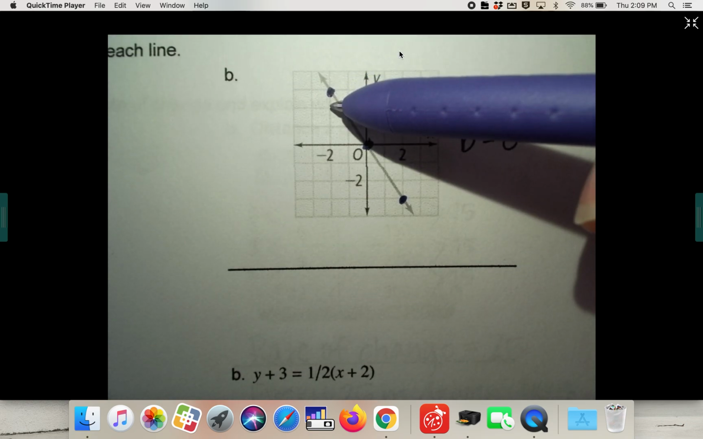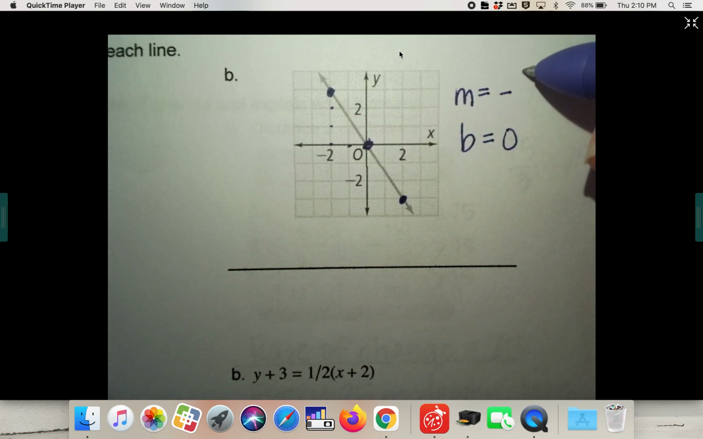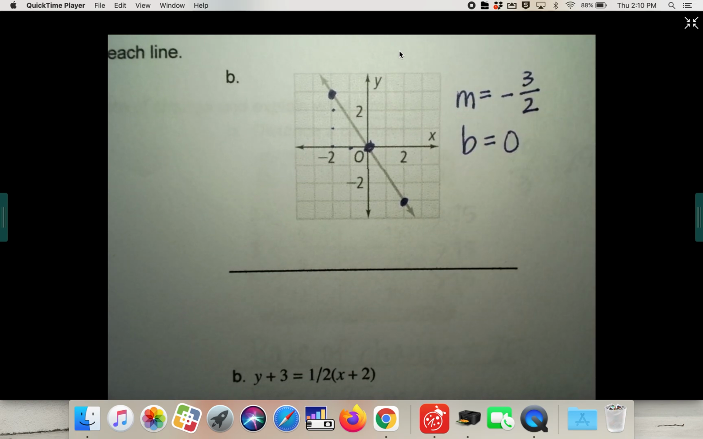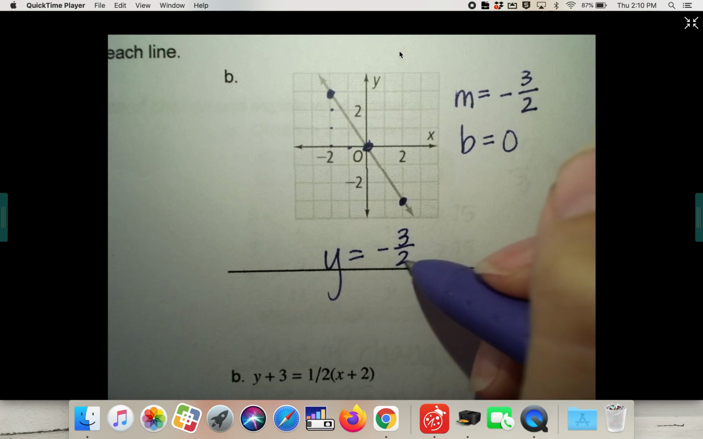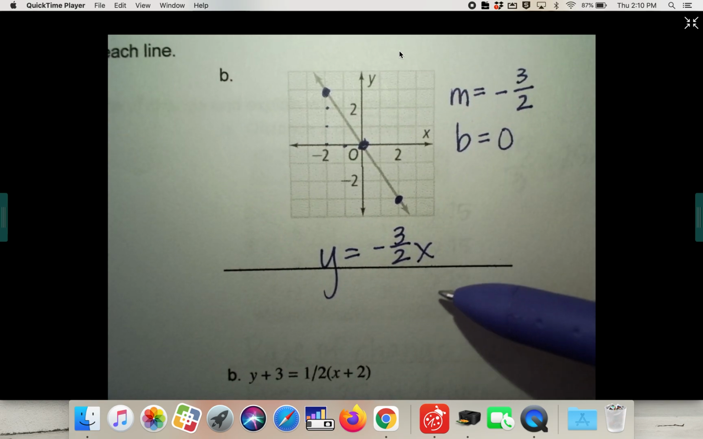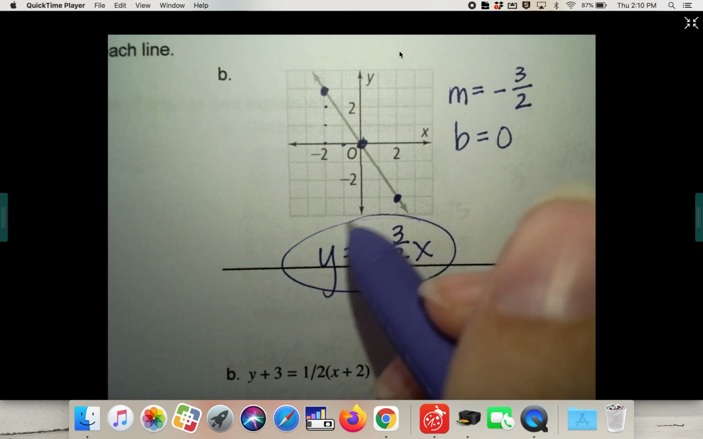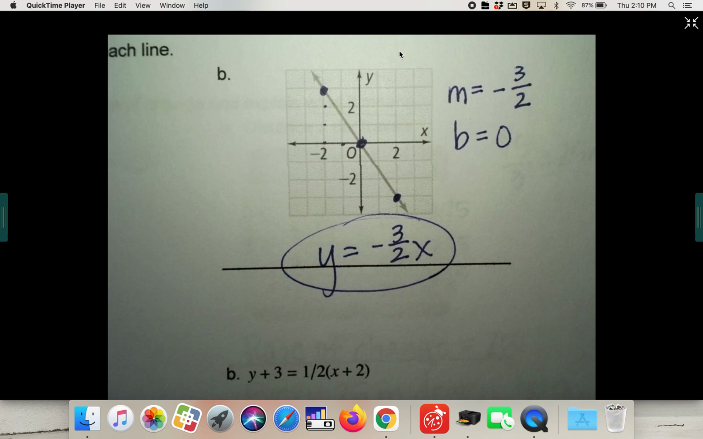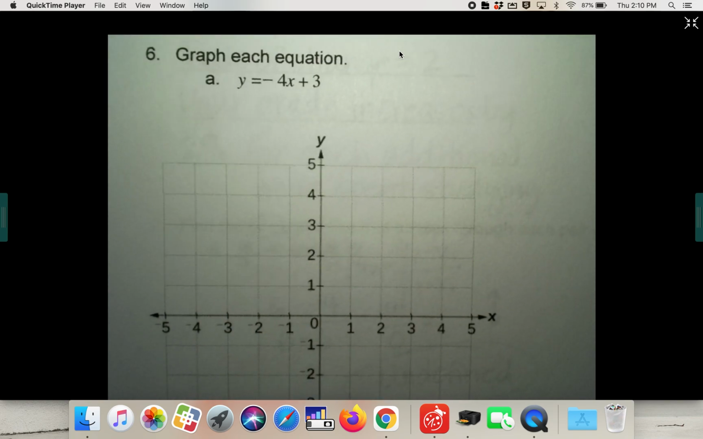Looks like it goes down 1, 2, 3 over 1, 2. Down 3 over 2. All right, so put it all together in an equation. Y equals negative 3 over 2x. If you want to put plus 0, you can, but that's just excess information. Really, this is direct variation, so you don't even need to put plus or minus 0, but if you do, that's fine.